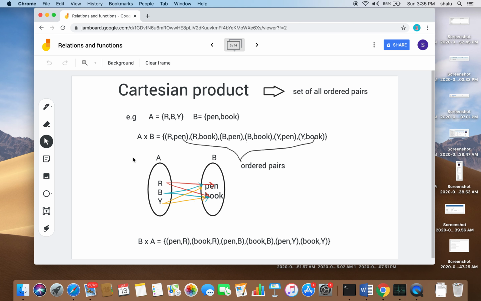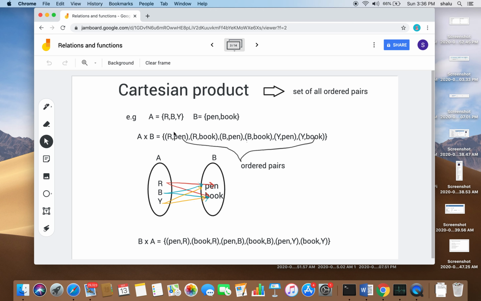Look at the arrow diagram here. In set A, we have three members, or we can say elements, red, blue, yellow. In set B, we have two objects, pen and book. Now, we can have red pen, red book, or blue pen, blue book. Also, yellow pen, yellow book. So that means in total, we can have 6 objects, or we can say 6 pairs.